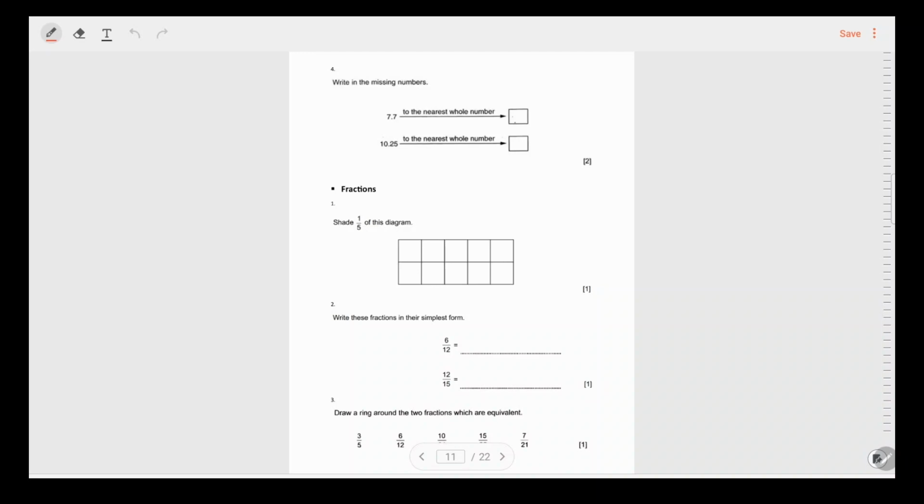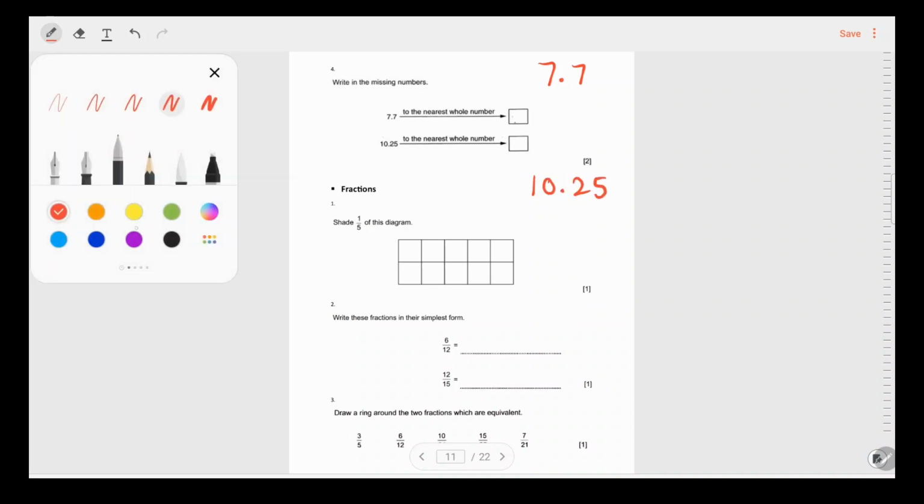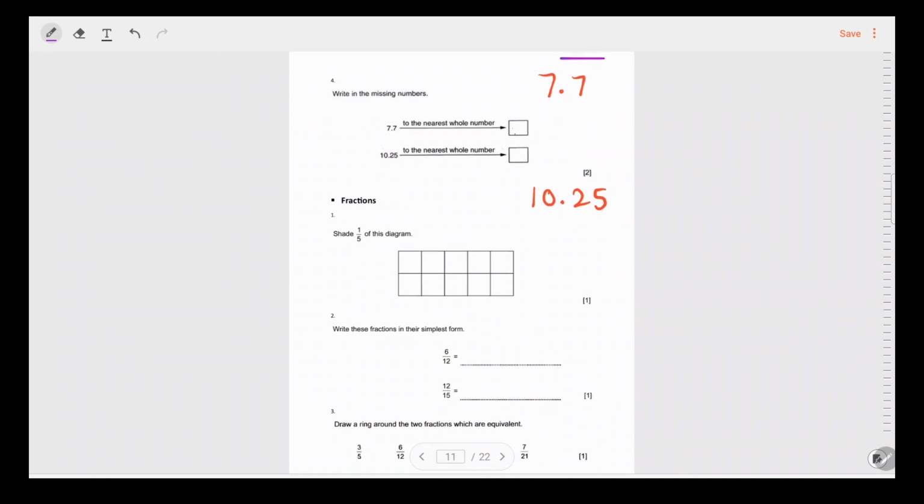We have one more rounding off. So here again we need to round it off to the nearest whole number. 7.7 and 10.25. So I will do this individually. Nearest whole number means we draw a dotted line on the decimal point, check the number after that. If it's 5 or bigger than 5, we add 1. So 7 plus 1 is 8. The answer here is 8.